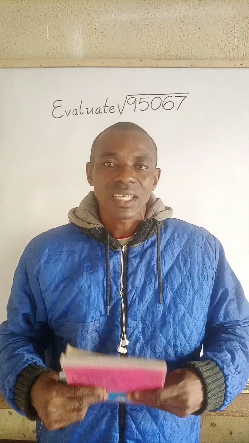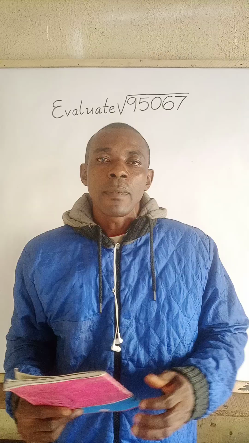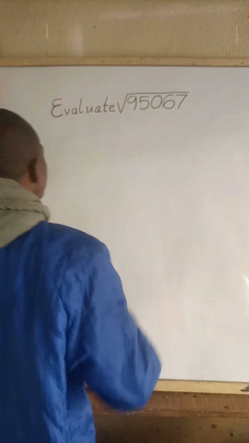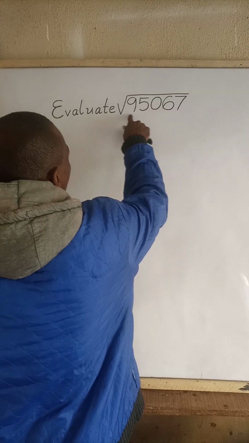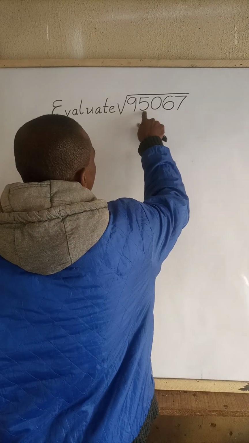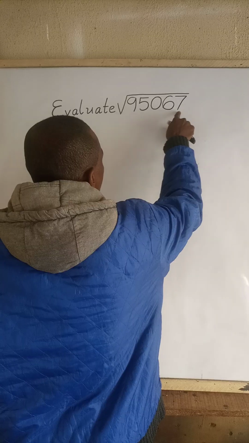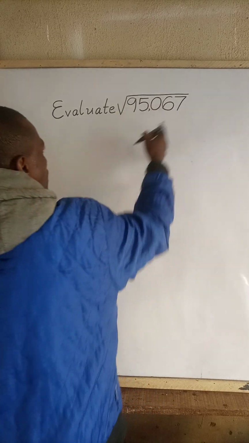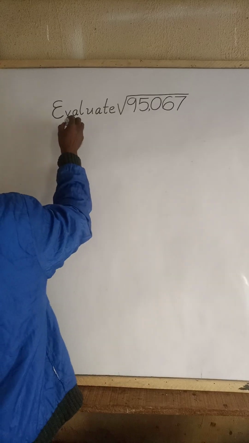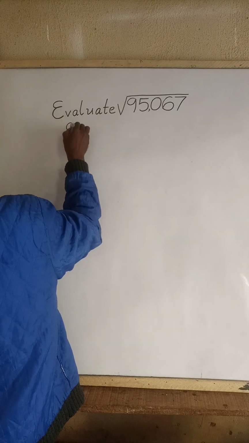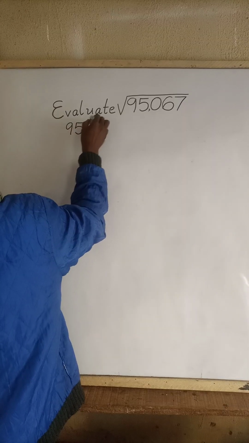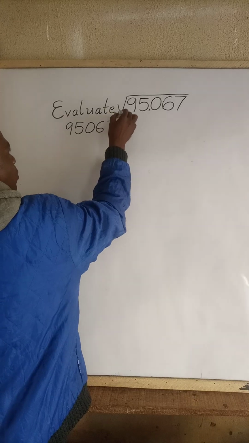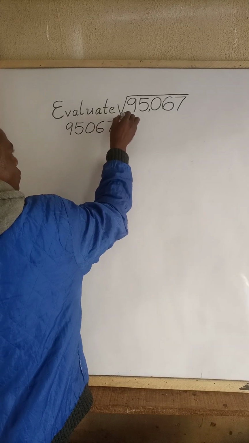Okay, now back to the question that we have on the board. The question says, evaluate the root of 95067, that is 95,067. This is the same thing as 95,067 raised to power 1/2.